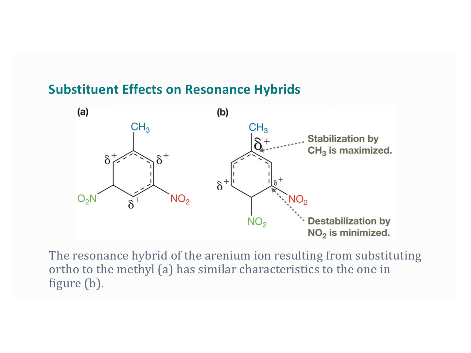Another way to look at this is here. If that broke up a little bit, I just had to pause it and restart it. So when we look at these two resonance structures, as really resonance hybrids, what we're going to see is that the charge is distributed here versus the charge being distributed here, and that's where you're going to see the stabilization by CH3 is maximized.